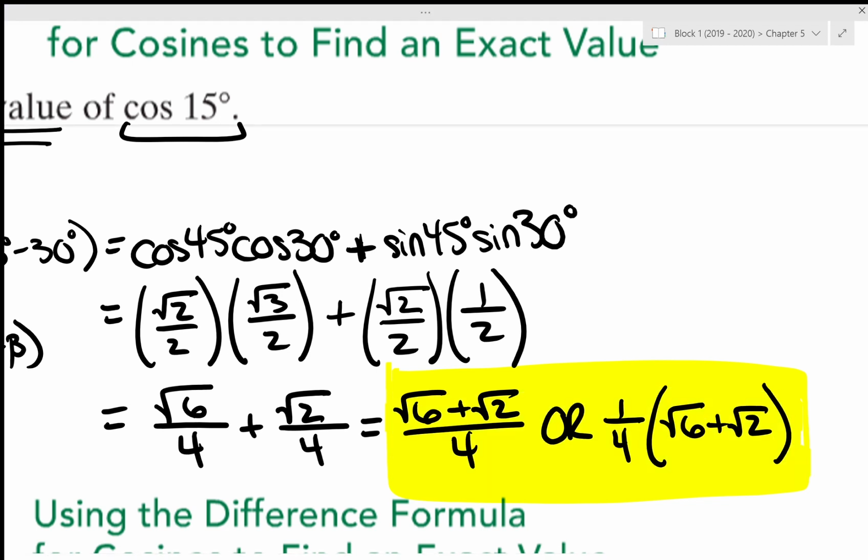So, if you need a minute to pause and look it over and ask, okay, does this make sense? Go ahead. Okay, so this is cosine of 15 degrees.